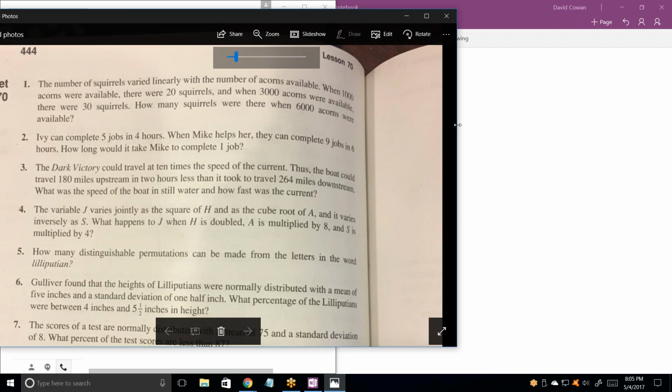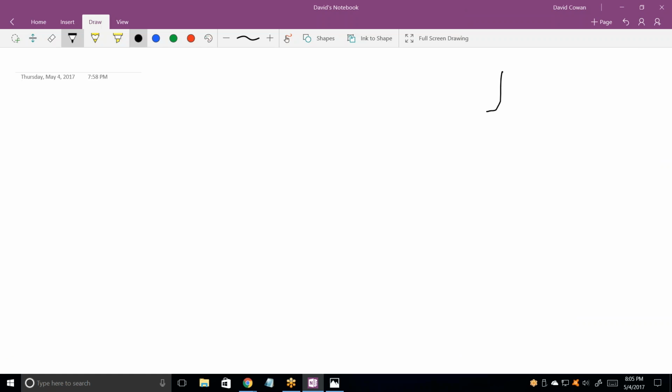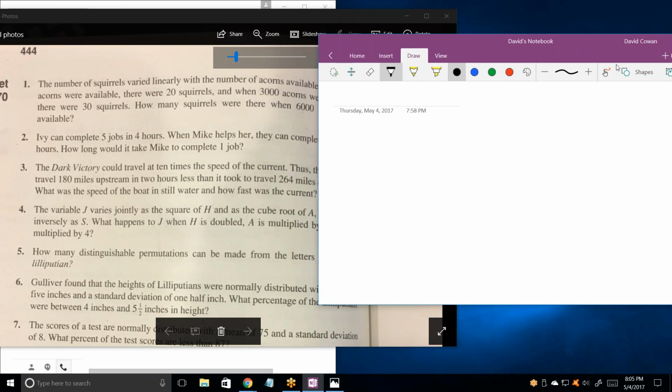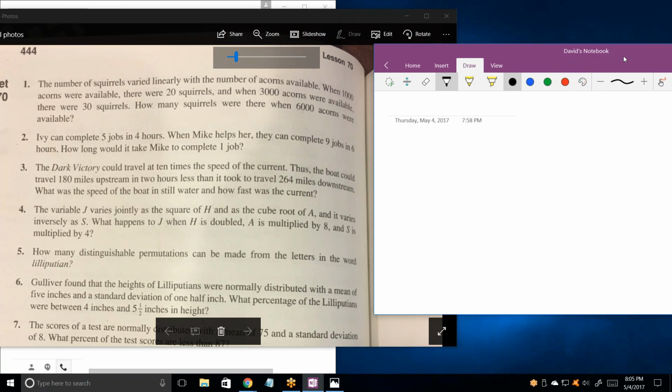A variable j varies. What does that mean? How do I translate the word vary? Was it like mx or something? No, it means equal. In other words, j is equal is what it means. The first 4 words of that sentence, a variable j varies, allows me to write j equals something.